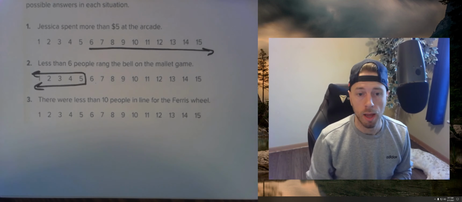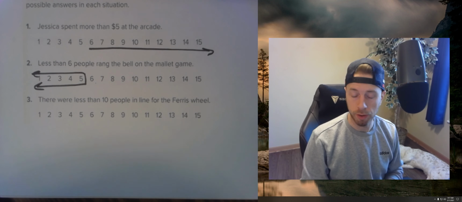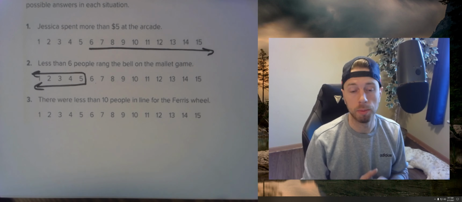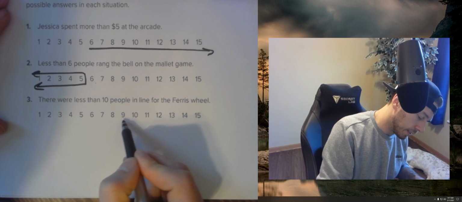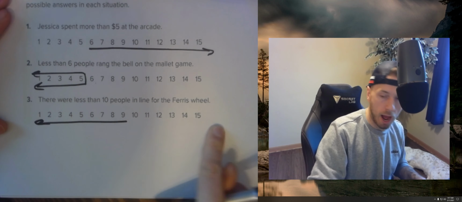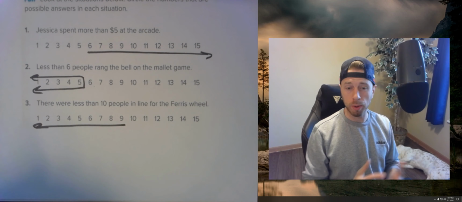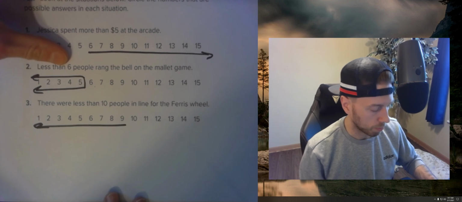Number 3 says there were less than 10 people in line for the Ferris wheel. So how many people were in line? Could have been 9, 8, 7, all these less than 10, right? But not these ones up here. So this is the general idea of how we would show an inequality in the form of a graph.